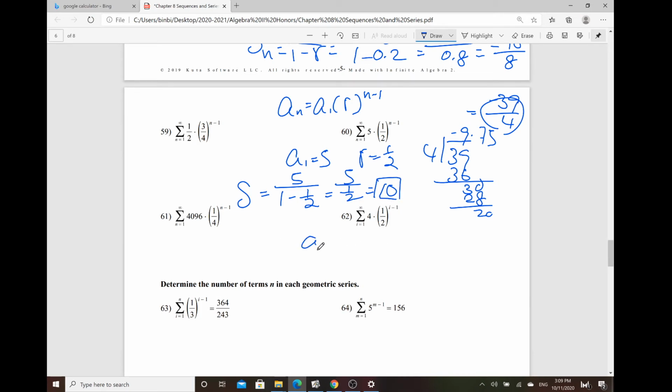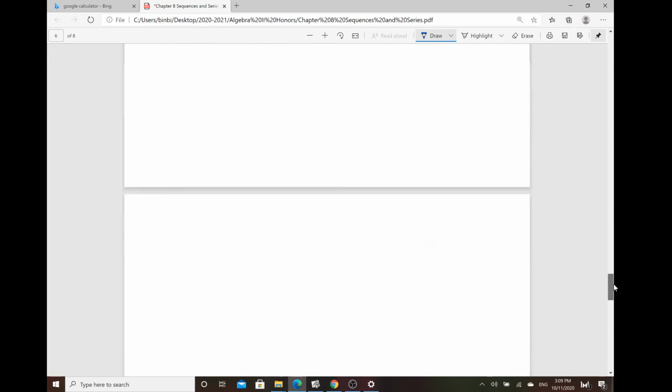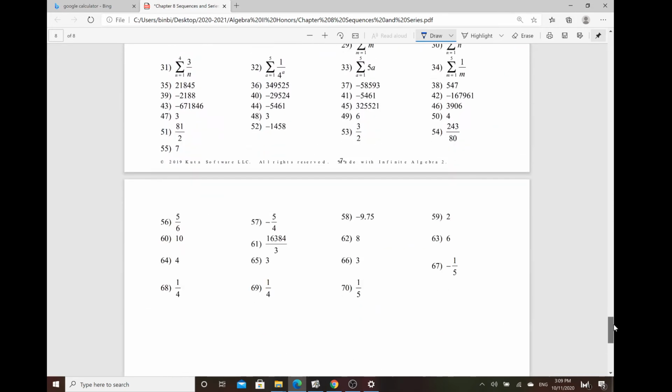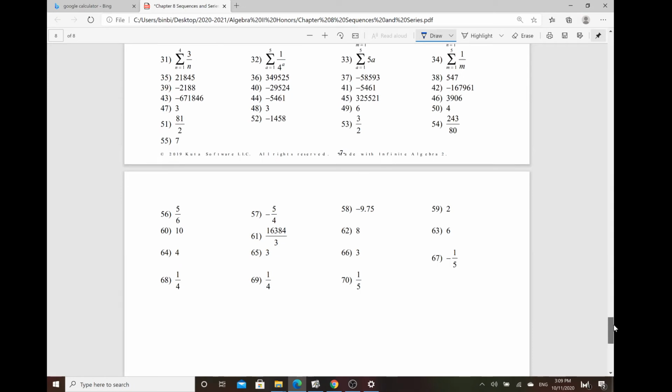And this one also, A sub 1 is 4. Common ratio is 1/2. So 4 over 1 minus 1/2. So 4 divided by 1/2, which is 8. So for 60 and 62, 10 and 8. Yep.